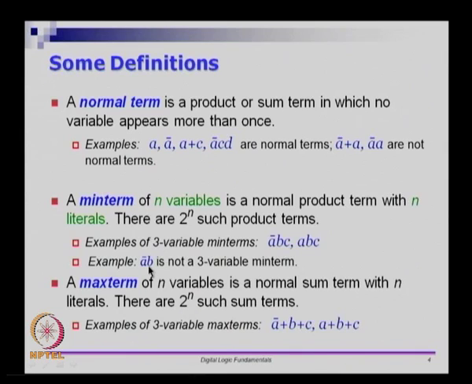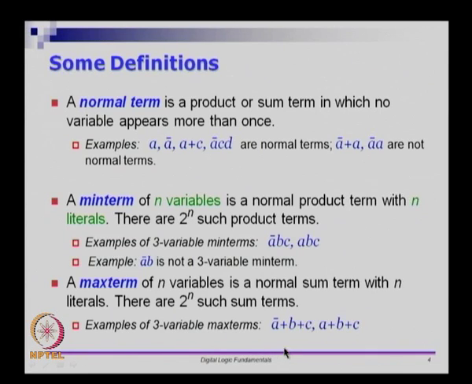A bar b contains only 2 variables, even though it is a product of literal a bar and literal b. So it is a valid product term, it is a valid normal term also, but it is not a valid 3 variable minterm, it is a valid 2 variable minterm however. Similarly, a max term on n variables is a normal sum term with n literals. So this definition says that if it is a max term of n variables, it should have n literals. Similarly, a minterm on n variables should have n literals.